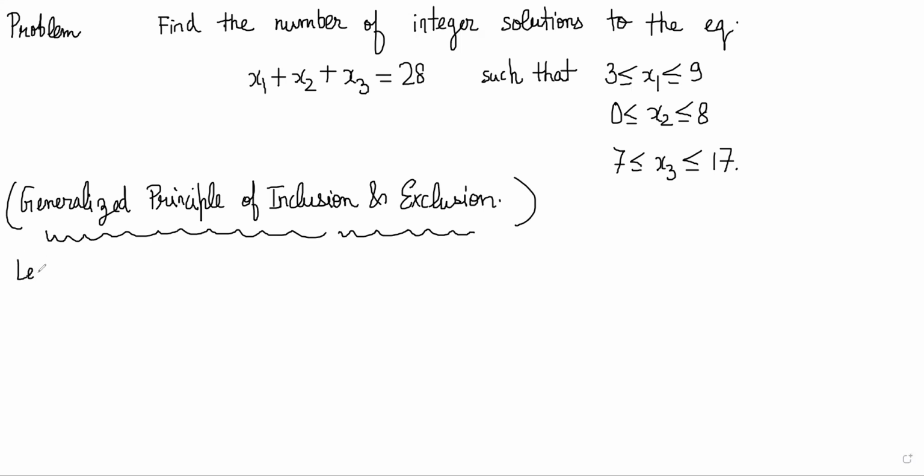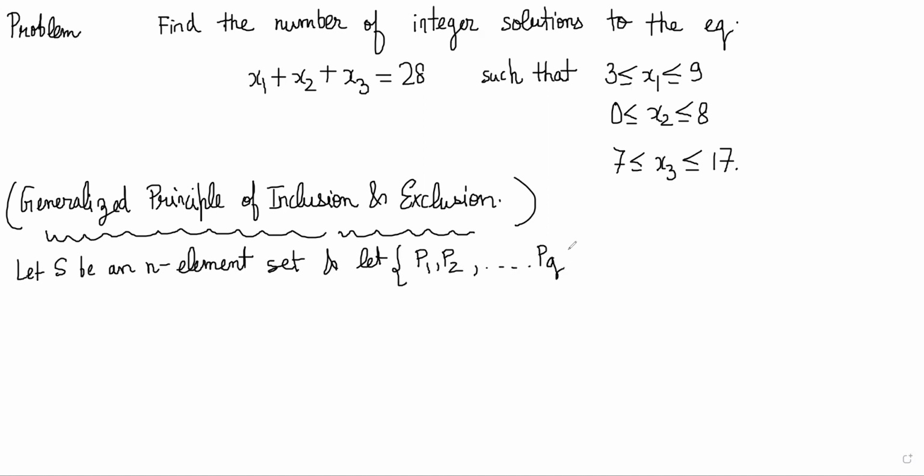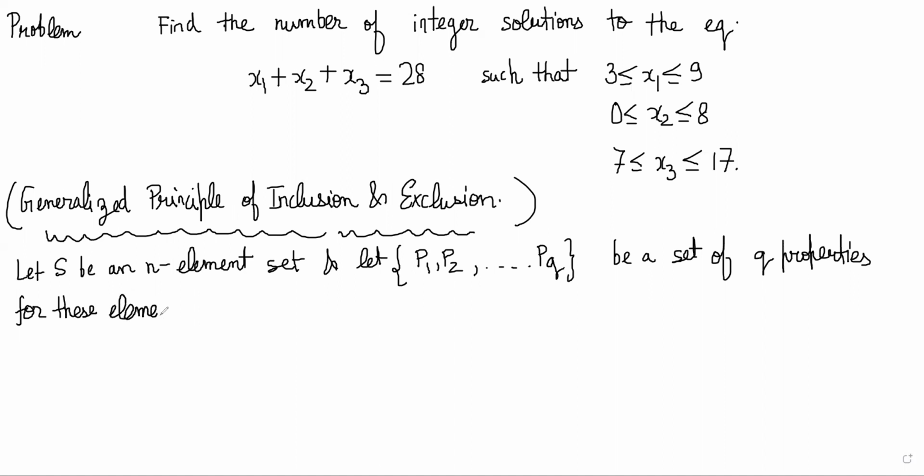We say that let S be an n element set, and let P1, P2 till Pq basically be a set of q properties for these elements of S.